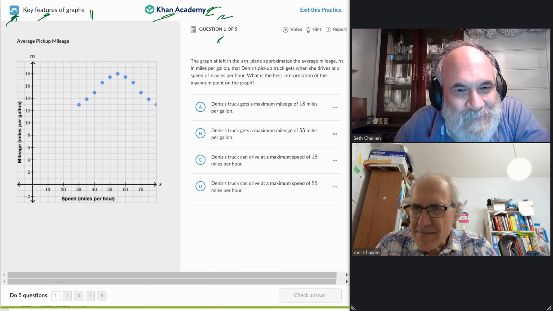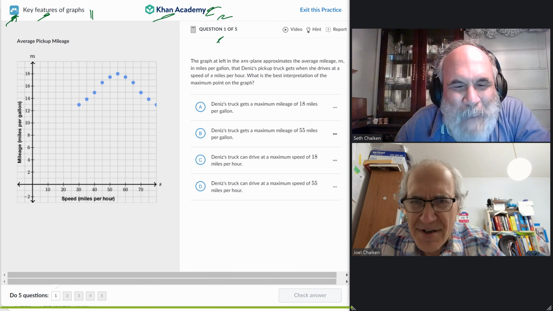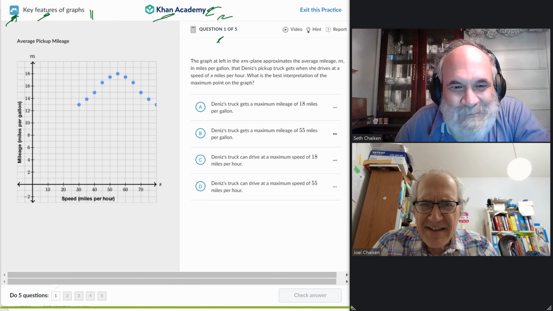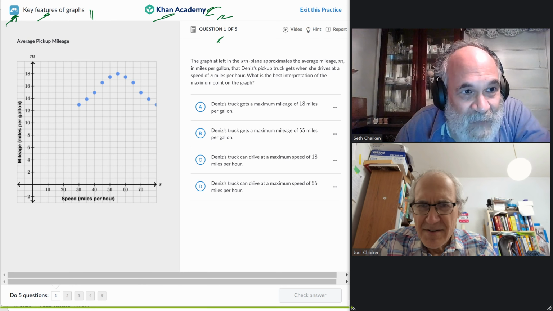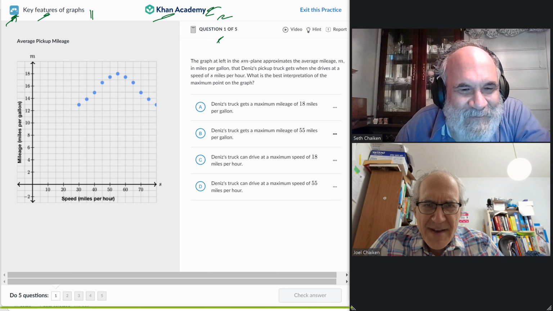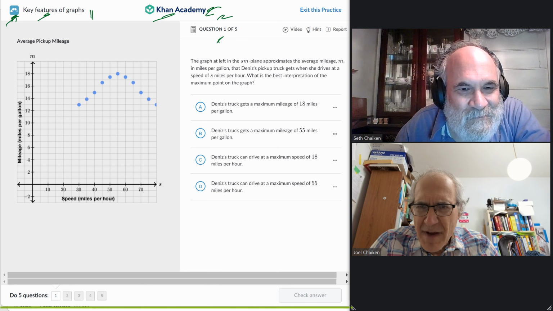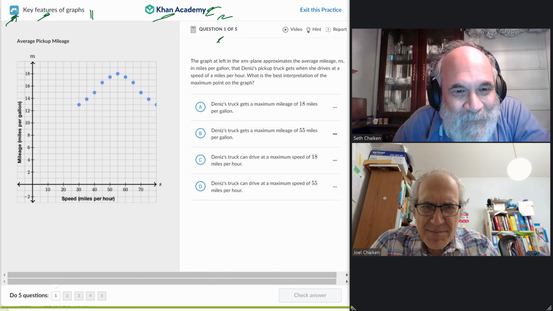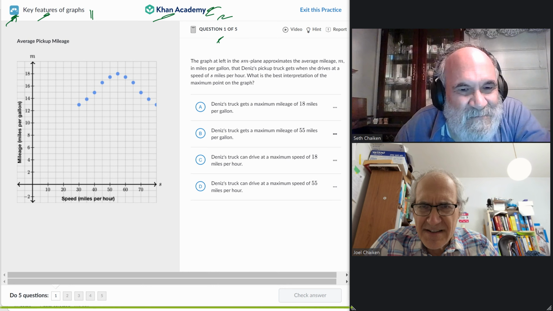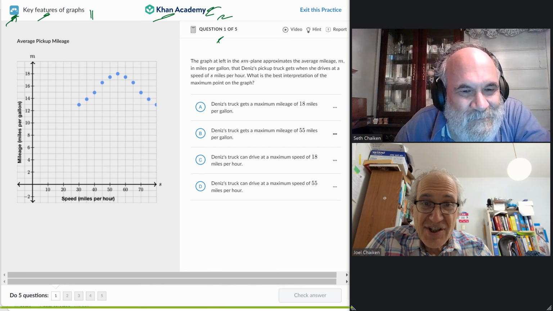Key features of graphs. Okay, speed per mile, mileage, miles per gallon. The graph at the left in the SM plane approximates the average. I like the word approximates. We have to be careful of that. It approximates the average mileage M in miles per gallon that this person's pickup truck gets when she drives at a speed of S miles per hour. What is the best interpretation?